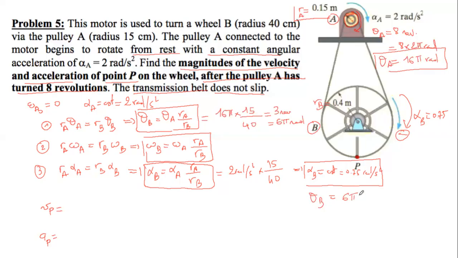6 pi radians. Okay, great. Now, let's solve our problem.